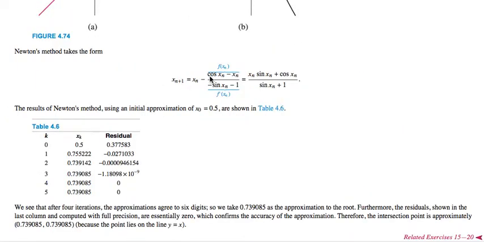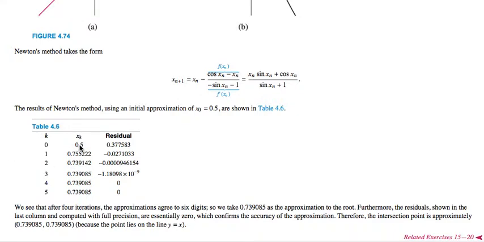So here on the top, you can see we have the function of x sub n, so cosine of x sub n minus x sub n, over the derivative, and in this case, we have negative sine of x sub n minus 1. So here you can see the formula simplified.